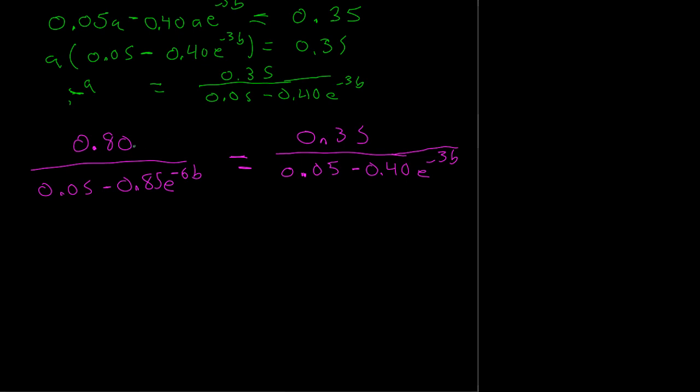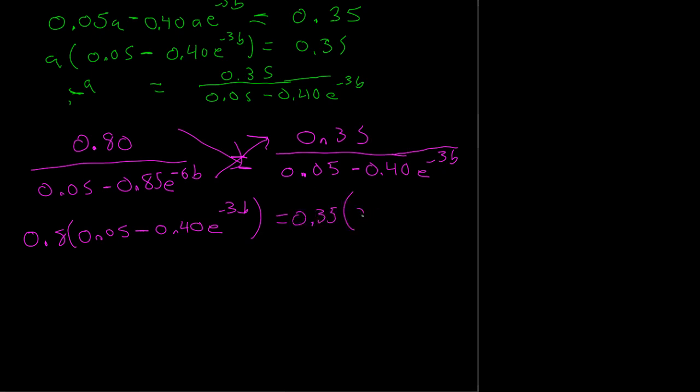So we will cross multiply. So I'm going to cross multiply these ways. So 0.8 times 0.05 minus 0.40 e to the negative 3b is equal to 0.35 times 0.05 minus 0.85 e to the negative 6b. Right on the edge of my board there. All right, I'm going to propagate this number through.